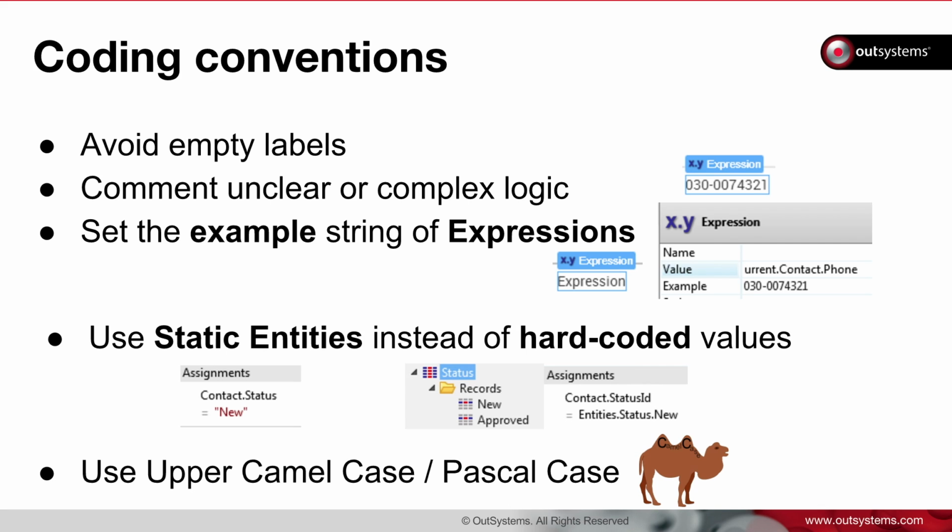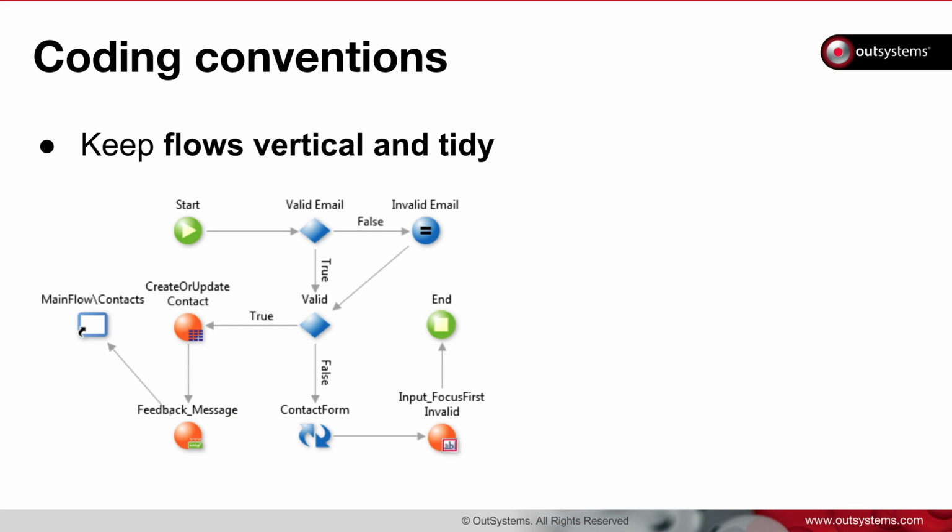Finally, you should use the common pattern and common conventions that are used throughout our examples and throughout everybody that is developing with OutSystems, which is to use the upper camel case, also known as Pascal case, when naming your actions, entities, variables, input and output parameters, and so forth. You should also keep your flows vertical and tidy.